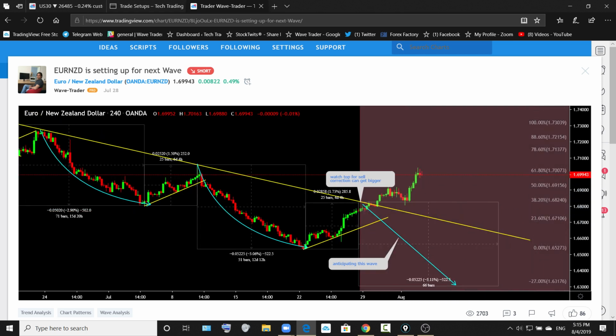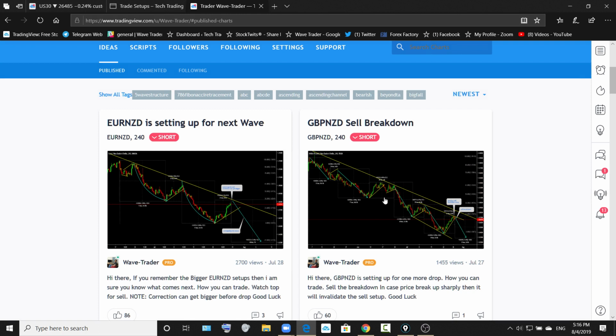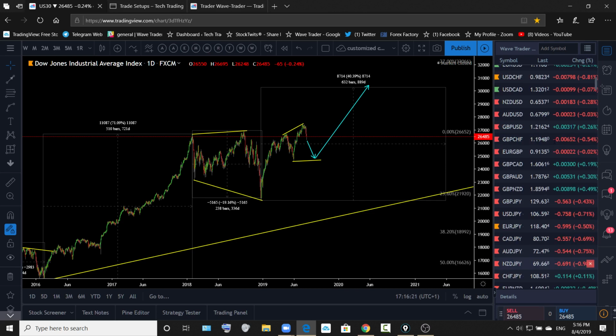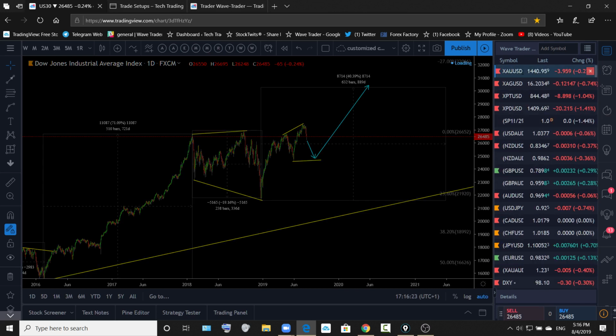So the correction got bigger. Okay, this is not a flag, right? It turned into a different kind of formation. So we will look at the chart again, but the setup still is this. All right, so opportunity is still bearish on the euro New Zealand dollar. So we did not get a good price action on the euro New Zealand dollar under the trend line, and it just went up from that trend line. Okay, now let's move on to the charts, guys. Hope you got some good money from these charts last week.